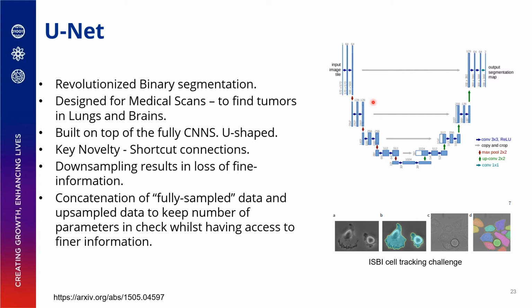As I explained, downsampling will result in loss of fine information. Concatenation of this full resolution data and the upsampled data that you're getting from over here essentially keeps the number of parameters in check whilst having access to this finer information that you would lose if you were using an encoder decoder kind of architecture.